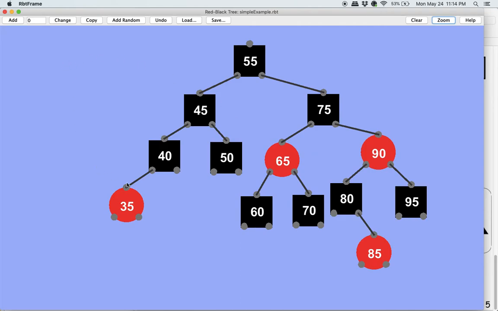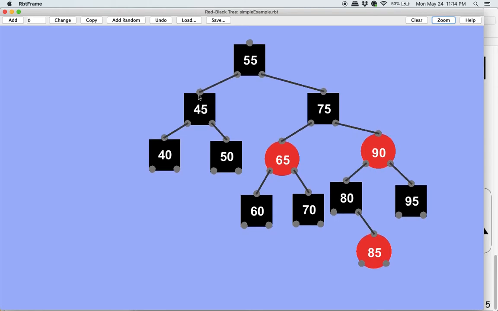Now let's delete the 35. Well, it is a red leaf, so we can just delete it, and we're done. Next transformation, we delete the 40. That leaves a shortness coming up from this direction. We look at the parent, black, sibling black, niece and nephew are both null, so they're not red.